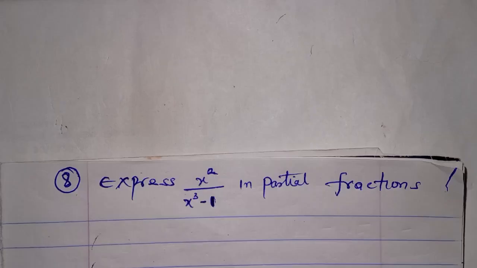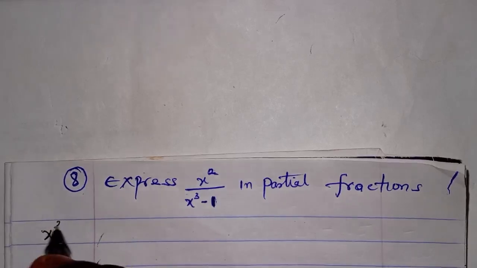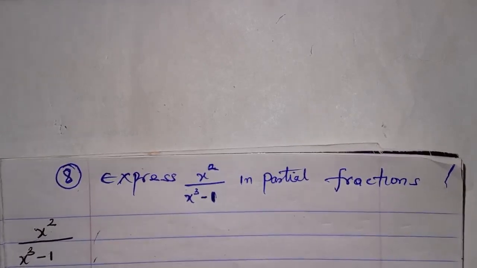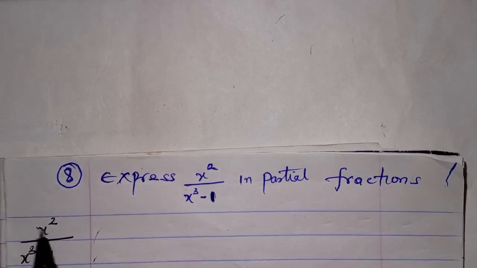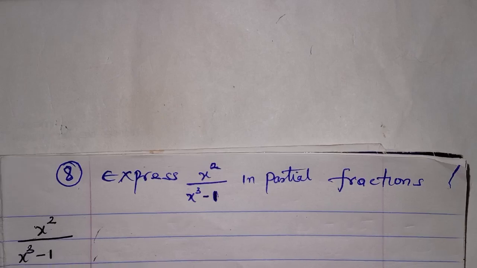The next question says, express x squared all over x cubed minus 1 in partial fractions. We have to express x squared divided by x cubed minus 1 in partial fractions. Look at the fraction very well. The degree of the numerator is 2, and the degree of the denominator is 3. Of course, the degree of the numerator is less than the degree of the denominator, so we just proceed. If they were of the same degree, we would have performed polynomial division, but that's not the case now.